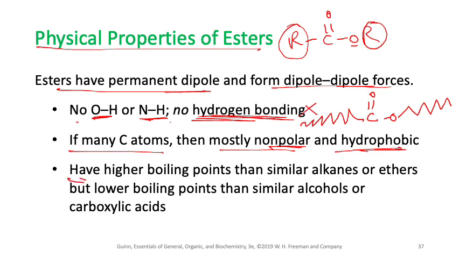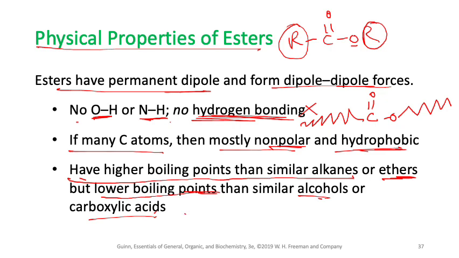And it has a higher boiling point than a similar alkane. If you compare with an alkane, it has a higher boiling point because an alkane doesn't form any dipole-dipole interaction. So this is a benefit for an ester, or an ether, but it has a lower boiling point compared to alcohol and carboxylic acid. Why? Because alcohol and carboxylic acid can form dipole-dipole interaction as well as hydrogen bonding. So this is how you normally decide the boiling point, right?